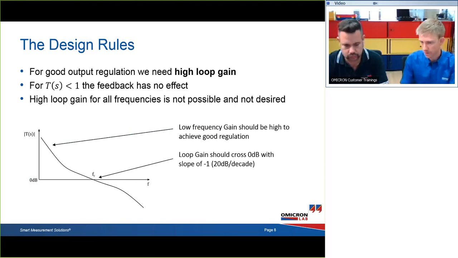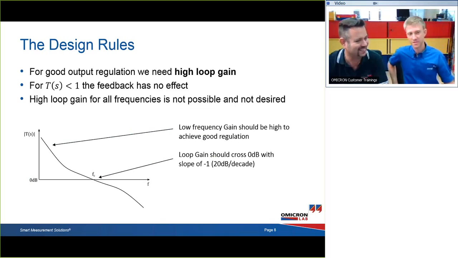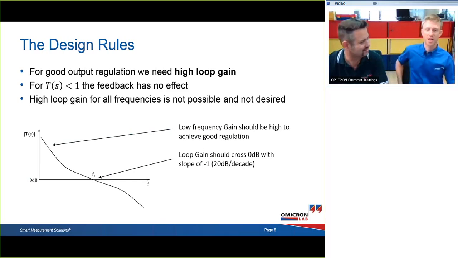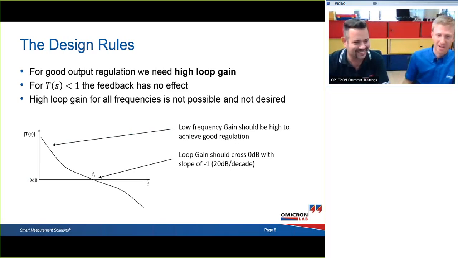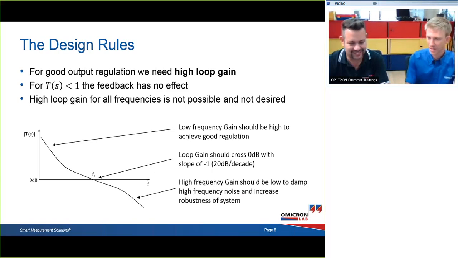Then we will have a crossover frequency, and there is a design rule that says the loop gain should cross the crossover frequency with a slope of minus 1, or a slope of 20 dB per decade. And the reason for that is that Mr. Bode once said, if you cross with a slope of minus 1, you can directly calculate the phase margin from that. If you have a minus 20 dB per decade falling slope, then you have 90 degrees of phase margin. And 90 degrees is very good, so that's the design rule: you should cross with a slope of minus 1. However, we can measure the phase, so this is not that important anymore because we can directly measure the phase. We don't need to derive it from the loop gain slope. And the high frequency gain should be low in order to damp the high frequency noise.